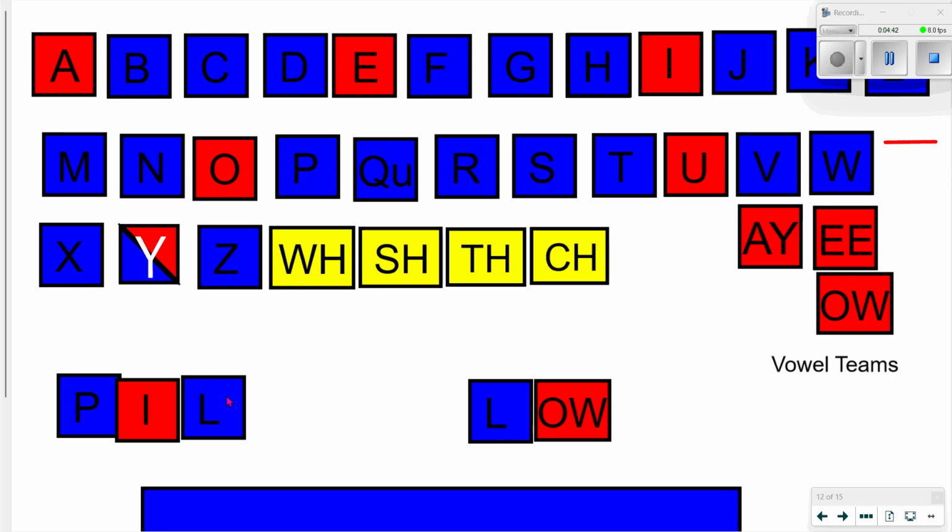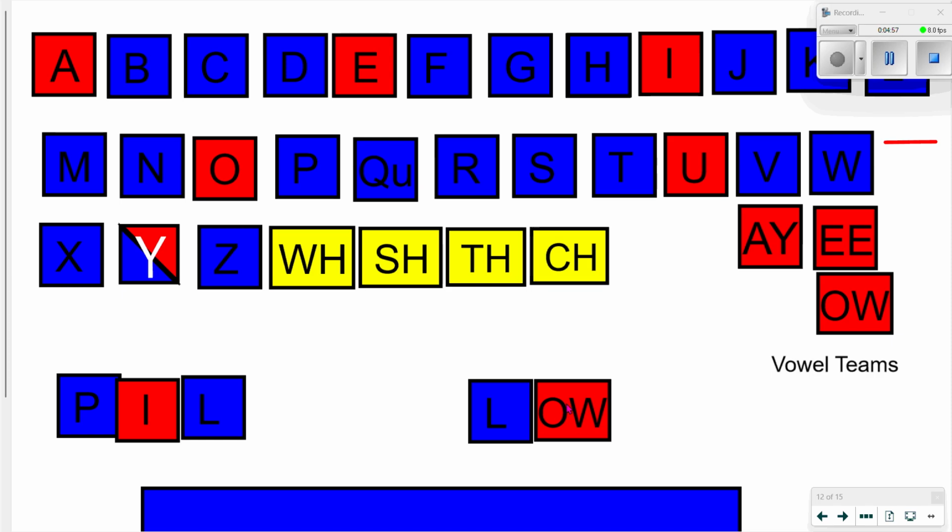Good. So now I can see this first syllable is closed. So it's going to say pill. And then the second syllable is a vowel team. Not open, but a vowel team.